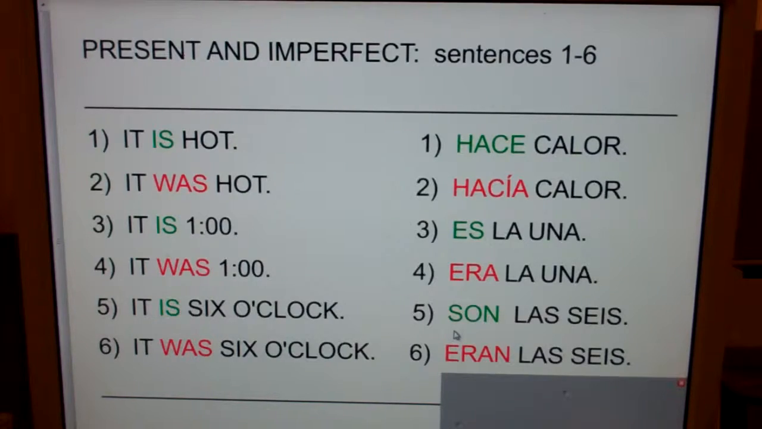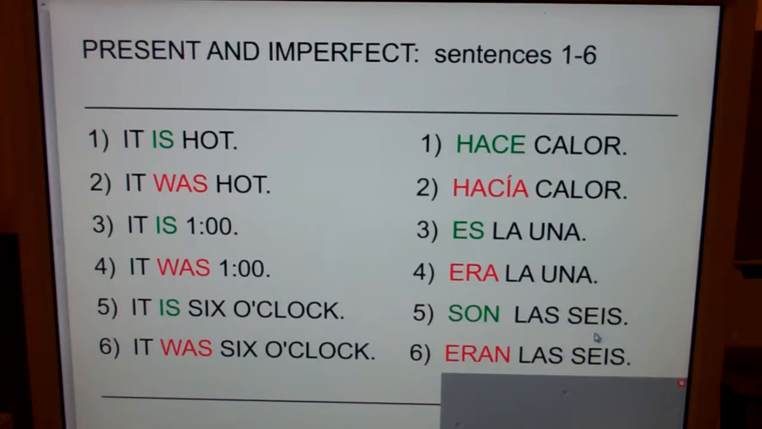Now, it is 6 o'clock is son las seis. Remember, literally, they are the 6. Now notice, in the present tense, since it is son ends in an N, in the past tense, it also has to end in an N. So it was 1 o'clock is era la una. It was 6 o'clock is eran las seis. Why does it end in the N in the past? Because it ends in the N in the present.